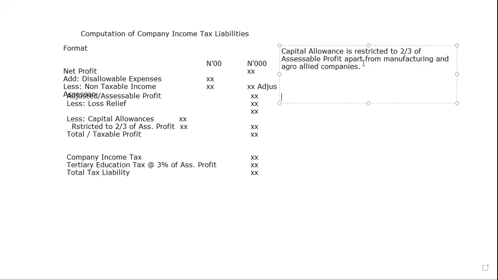But for manufacturing companies, it is not restricted. And for agricultural companies, it is not restricted. But any company that does not fall under any of those two companies will be restricted to 2/3 of assessable profit. Is that clear, please?